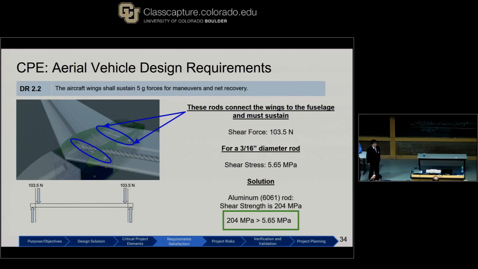The force downward is the weight of the aircraft, and then lift going upwards. Note these thin vertical lines right here. That represents these green wing ribs shown here. Based off of this analysis, we have a shear force of 103.5 newtons, and for a 3/16 diameter rod, that's a shear stress of 5.65 megapascals. We chose aluminum for this rod, which has a shear strength of 204 megapascals. Therefore, this portion of derived requirement 2.2 has been satisfied.